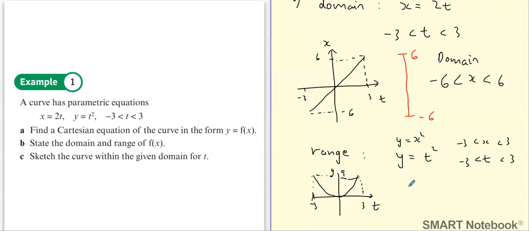What is your range here? The lowest height that y can take is 0, and the greatest height y can take is 9. And so we can say y is greater than 0 and less than 9. And it has to be in that order, obviously, because 9 is bigger than 0. Does that make sense?